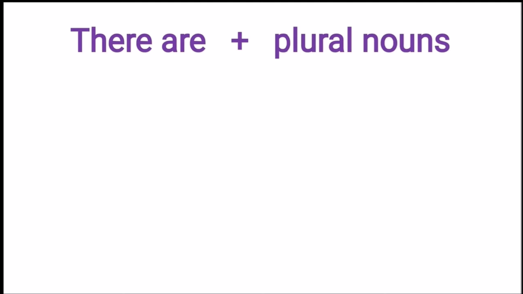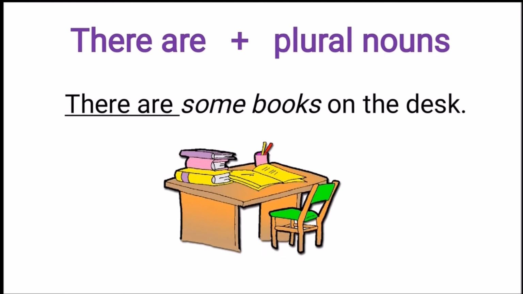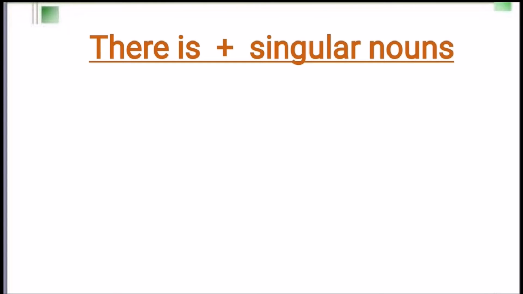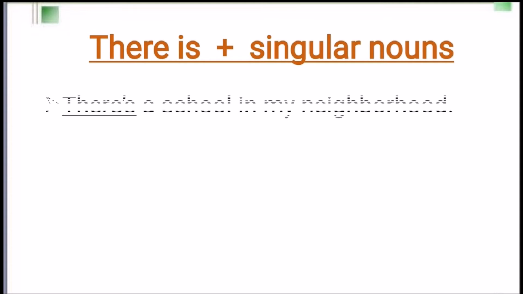We use there are with the plural nouns. For example, there are some books on the desk. Now, let's see more examples of there is and there are in the affirmative.